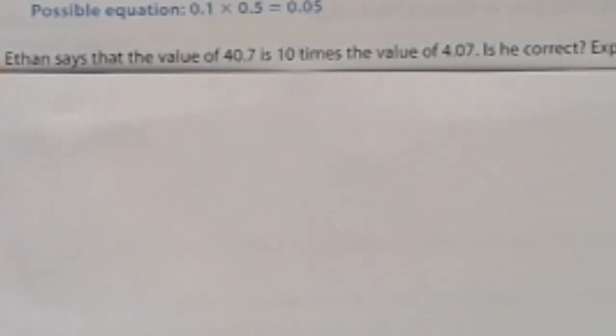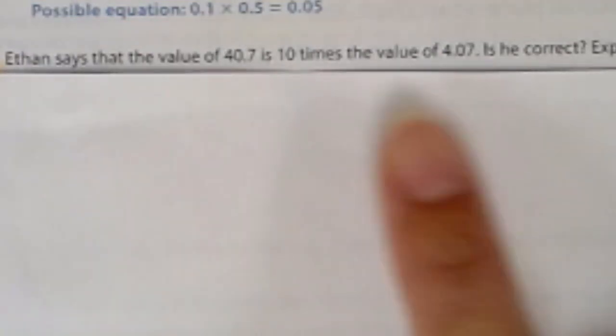So you should have taken 40 and 7 tenths and 4 and 7 hundredths and lined them up to show your work. Since he's saying that 40 and 7 tenths is 10 times as much, we're going to highlight the 40 and 7 tenths first because it came first in the problem. Our digit moved left, so looky there, he is correct. It is 10 times as much. How do we know?